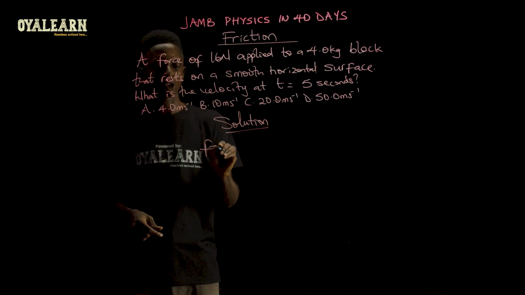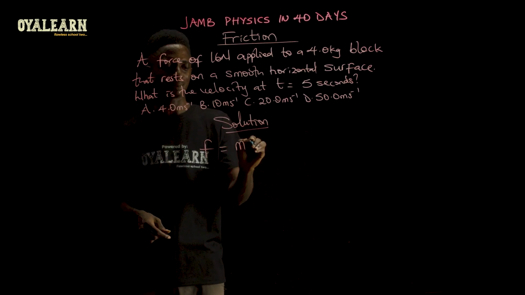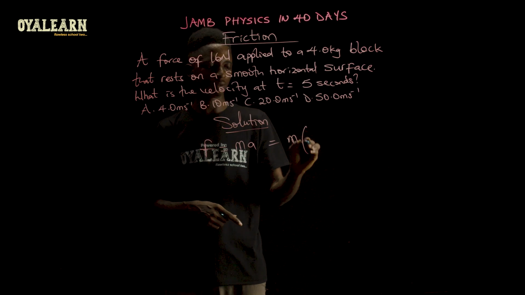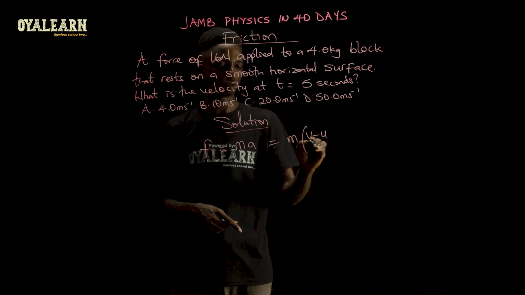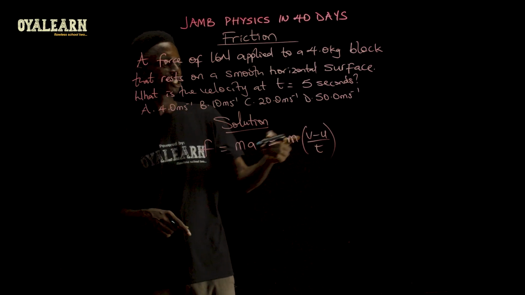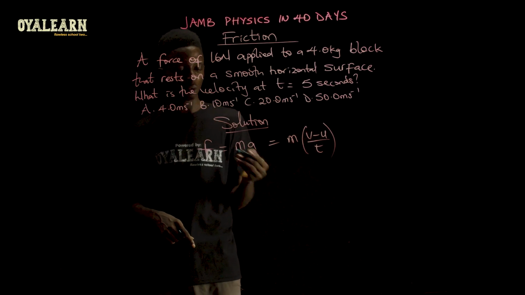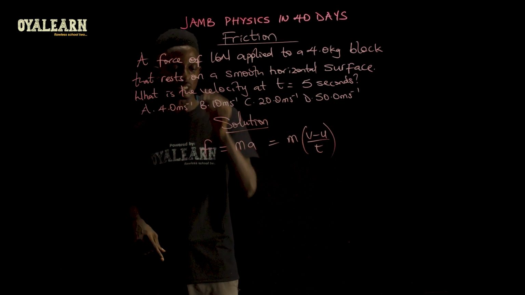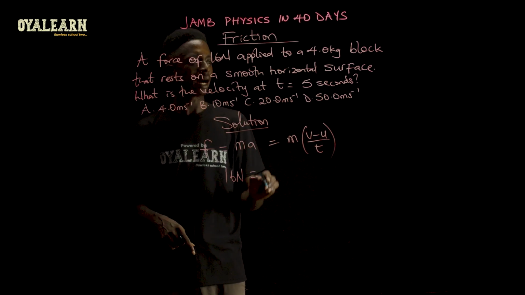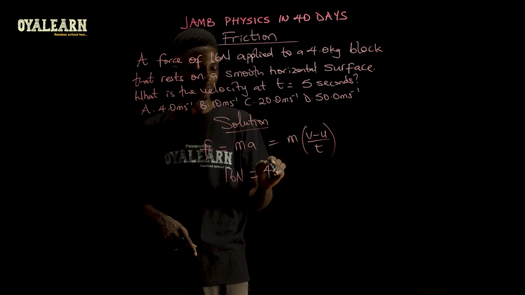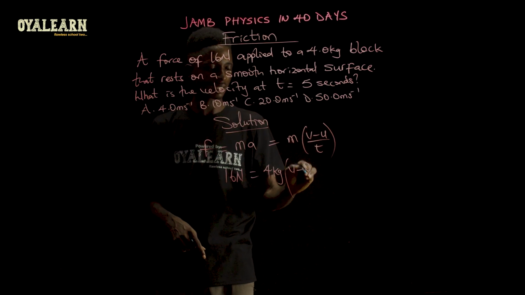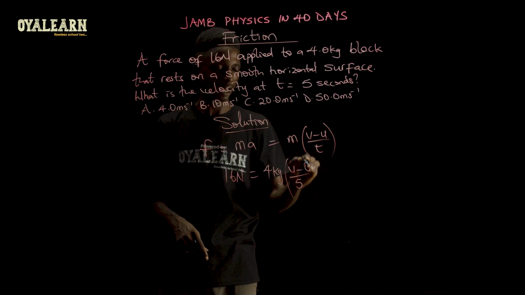So we can apply the equation where F equals mass times acceleration, which would imply that we have mass times change in velocity, V minus U over T. Now, at the initial, the velocity is going to be 0. So when we apply that, we'll say the force, which is 16 newtons, equals mass, which is 4 kilograms, times V minus 0 over 5.